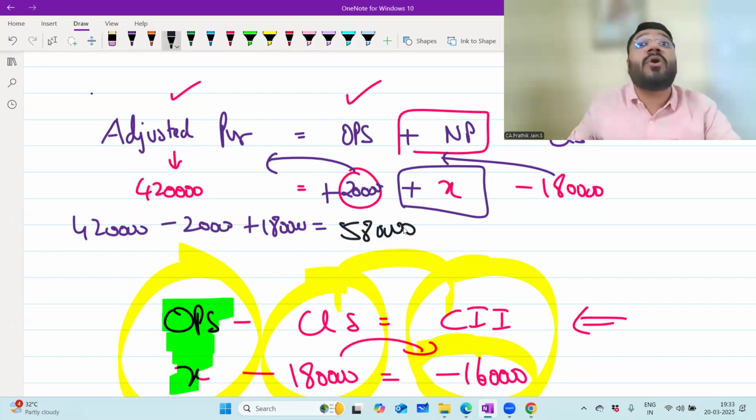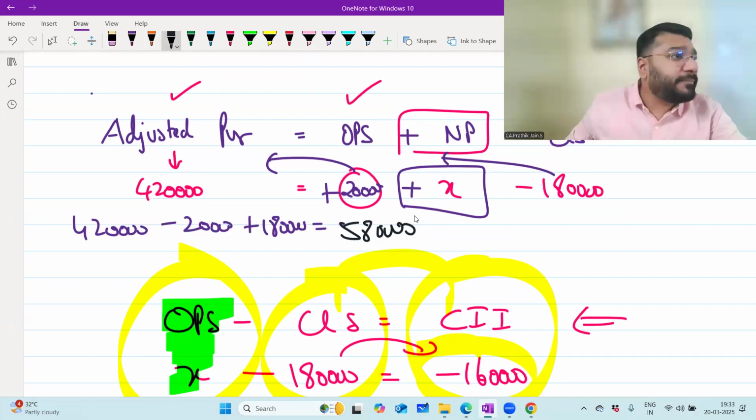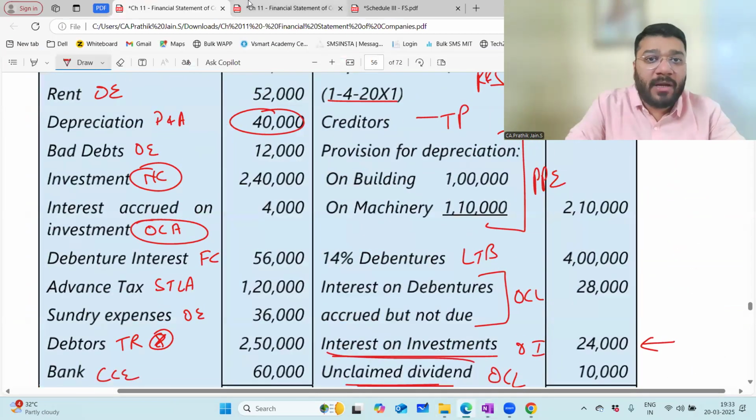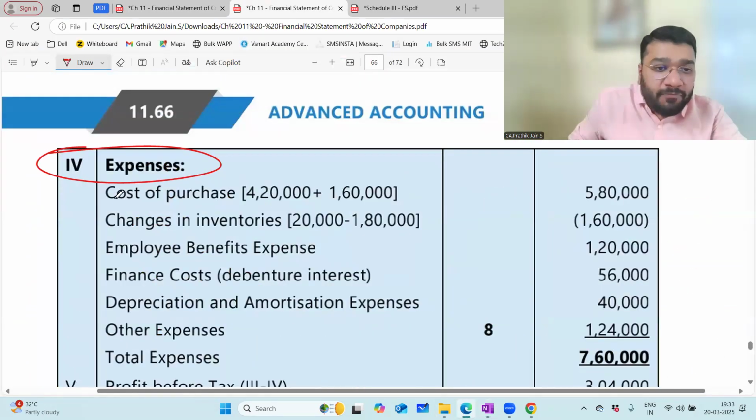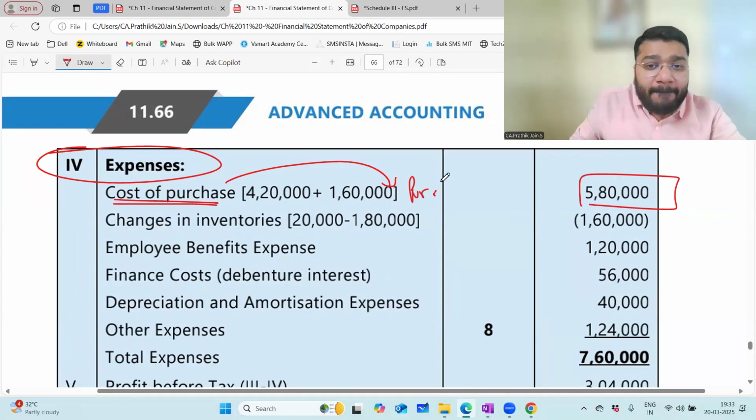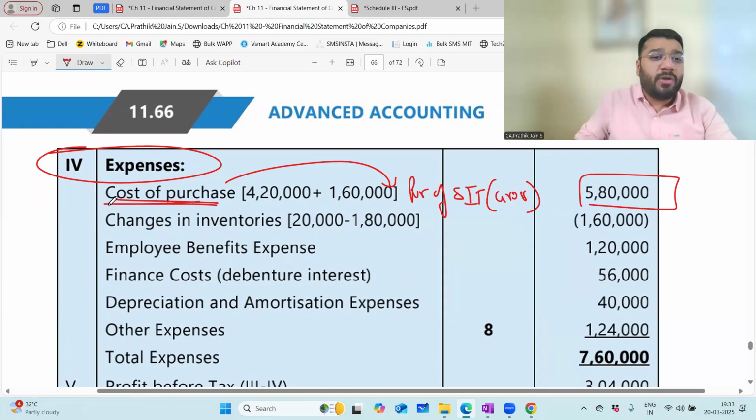Gross purchase. Purchase of stock in trade. Okay? Now if I come to the solution, cost of purchase is 5,80,000 rupees. What is this cost of purchase? This is nothing but purchase of stock in trade, stock in trade at gross value. Please write it down. Don't write cost of purchase. They're changing the terms. Not allowed. It should be purchase of stock in trade.